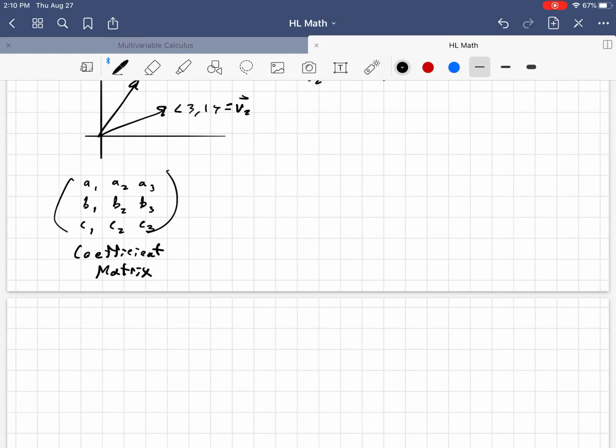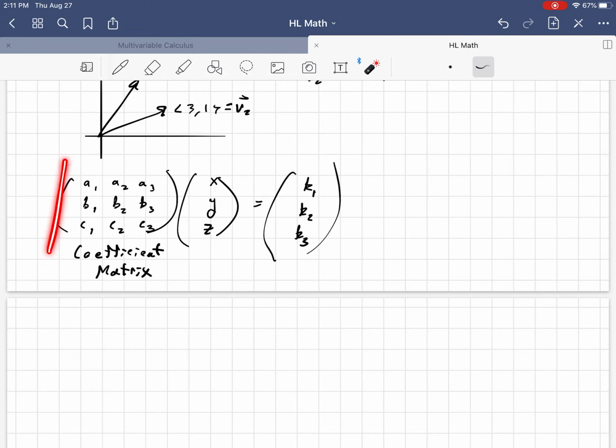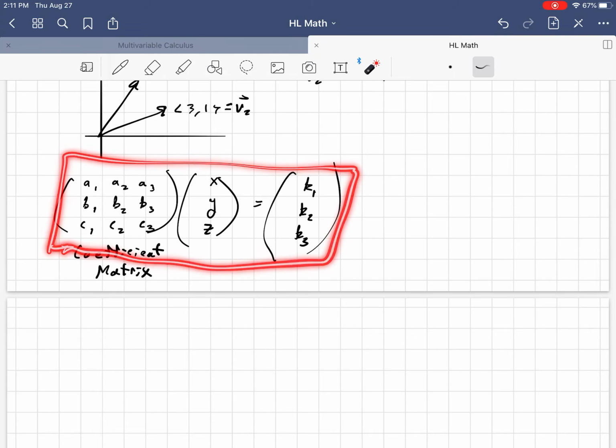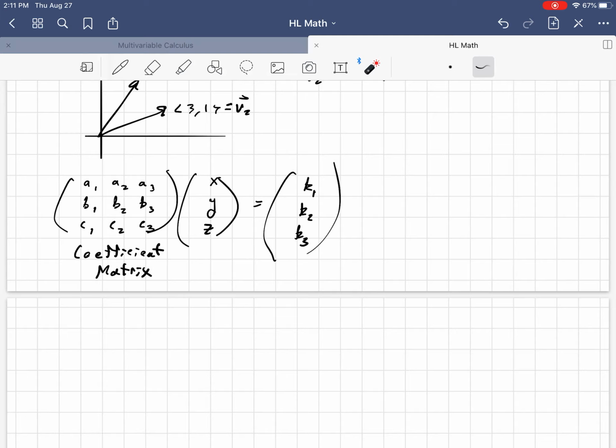And so what does that mean? It means basically that these are all scalars inside of this matrix. And so if it's a coefficient matrix, then it's being multiplied by another matrix with 3 variables, x, y, and z. And it's going to be equal to another matrix with new scalars, say, I already used C, k sub 1, k sub 2, k sub 3, where those are all just constants. And so what this whole thing is doing is a compact way to write a system of 3 linear equations in 3 unknowns.